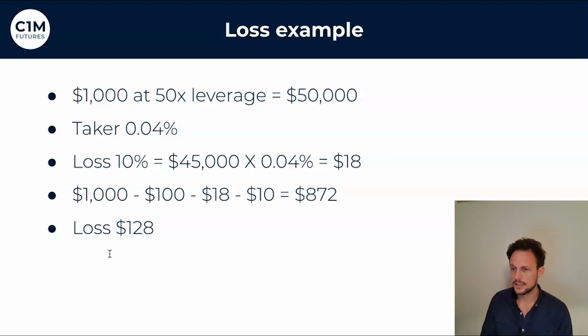$1,000 again at the 50x is the 50,000. We know we've got the $10 limit order for opening the position, but in this example, at a loss of 10%, that goes to $45,000. That is going to be times 0.04%, which is the taker fees for this protection order that we have been mentioning. So that would be $18. 1,000 minus the 100, the 10% that we've lost, you'd have to minus the 18 and then the 10. So that would be $872 approximately, a loss of $128.